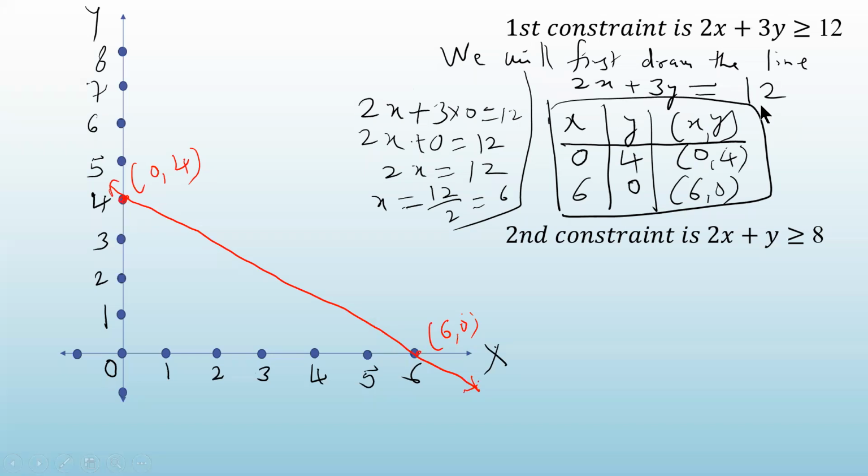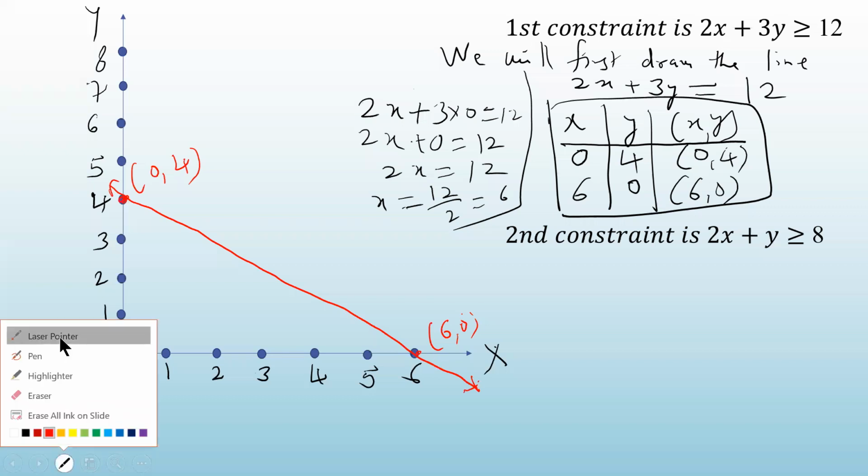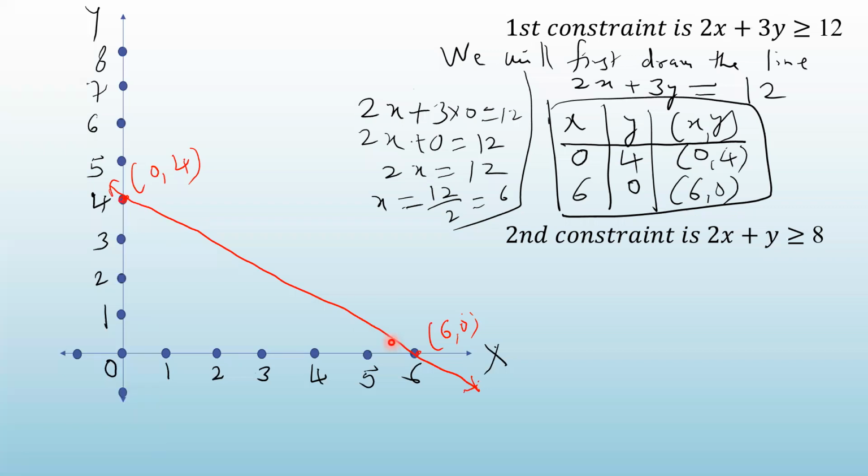But I want to draw this region 2x plus 3y greater than or equal to 12. So you can see that this line divides the entire plane into 3 parts. What are the 3 parts? First part is the points on the line. Second part is the points above this line, that means this region. And the third part is below the line.